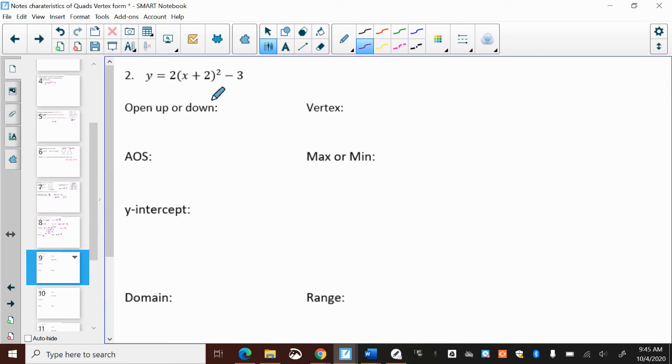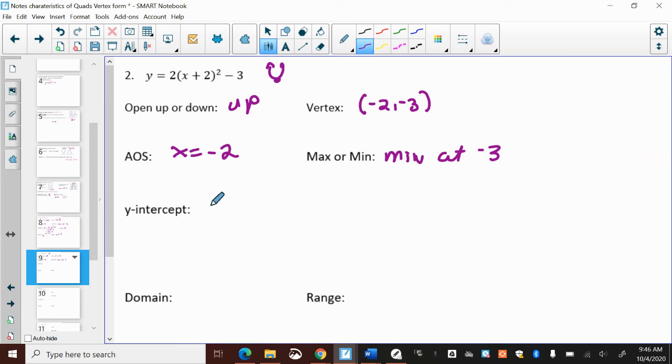All right, so we want to see, does it open up or down? We look out in front, it's positive, so it opens up. The vertex comes from the h and the k, remembering that inside the parentheses it's always the opposite sign. The axis of symmetry comes from the x value right here, always in the form of the equation, x is equal to -2. If it's opening up this way, it has a minimum value, and the minimum value comes from the y value here. So it's a minimum at -3.